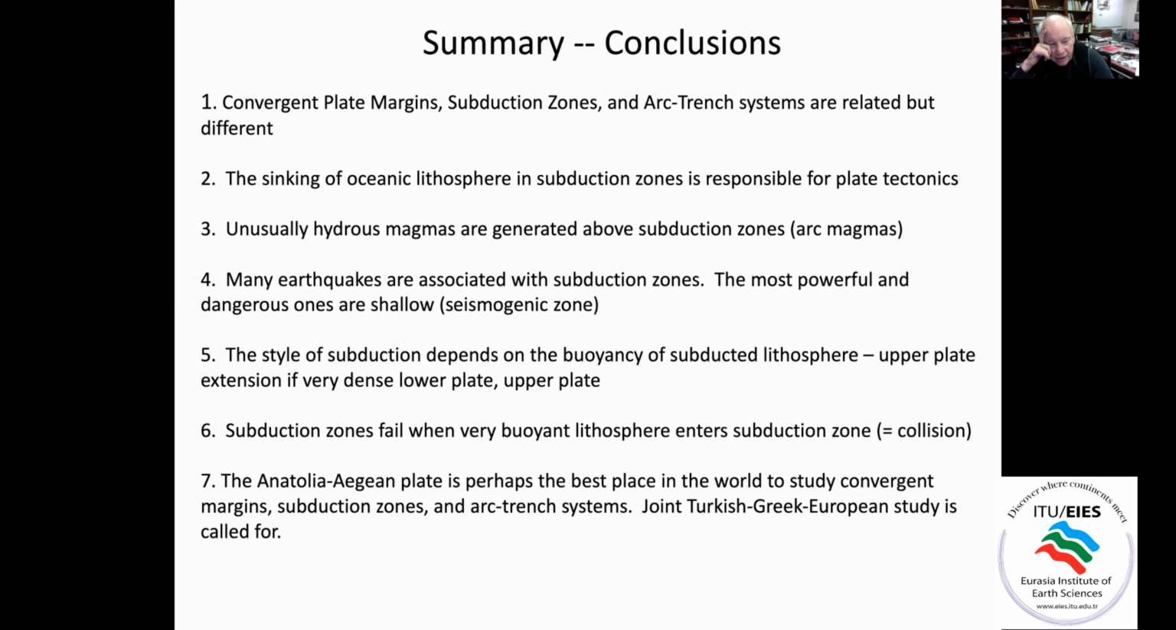And I want to make the point that the Anatolian Aegean plate is one of the best places in the world to study convergent margins, subduction zones, and arc trench systems. Now it gets political because Greece controls the western part, Turkey controls the eastern part. But I think the future belongs to these two groups working together to understand this incredible convergent margin. And I think that could be done with European, in particular, cooperation.